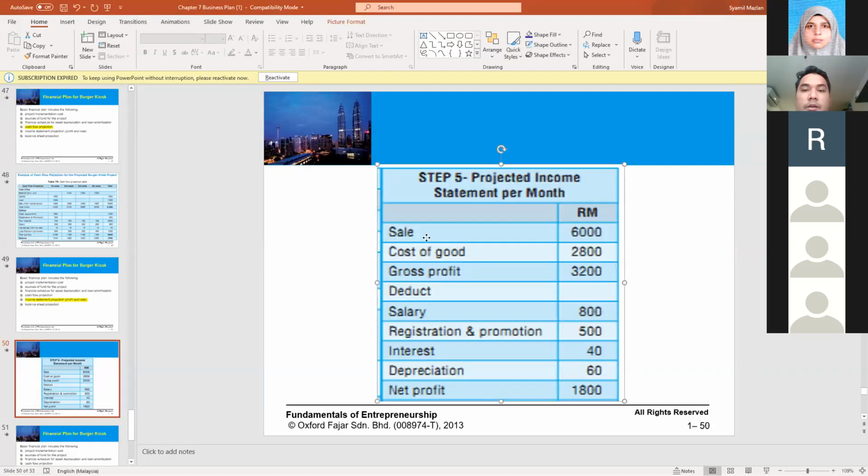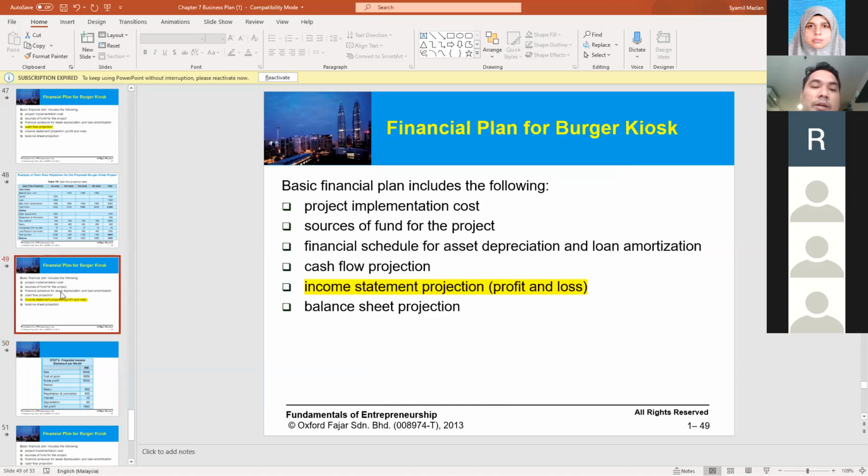Okay, see? When I showed you sales minus COGS, gross profit, you remember the cost of the burger, right? See the salary, registration, deduct the expenses, interest, depreciation, and then you get a net profit of 1,800. Okay, so now we have covered the income statement projection.